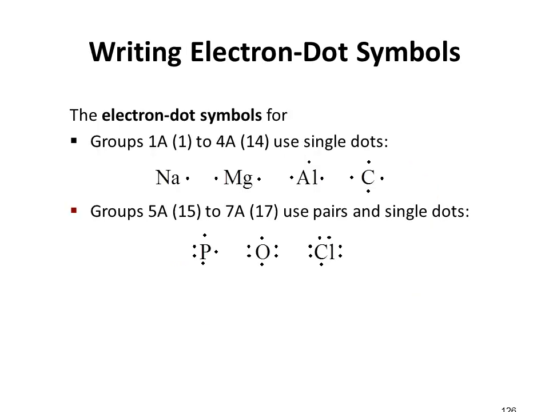And so all elements in group 1 would have 1 dot, all elements in group 2 would have 2 dots, group 3 would have 3 dots, and group 4 would have 4 dots. And so in groups 1 through 4, you represent them as single dots. You don't have any of them paired up. And then when we get through groups 5 through 8, you can start pairing them up. So you can have up to 4 pairs.